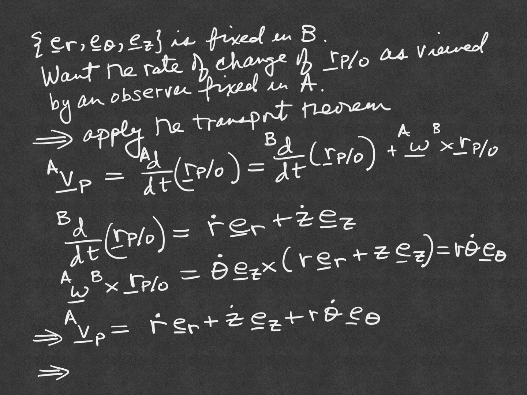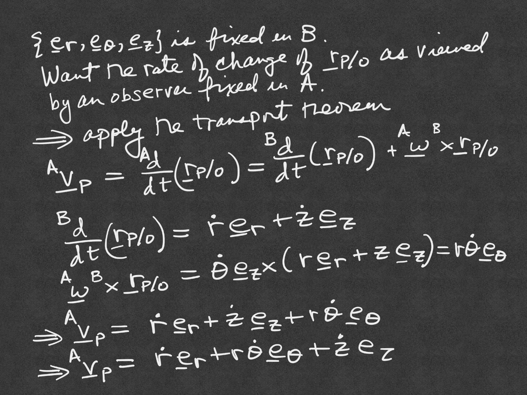And if I put all that in the order of the basis, because the basis is ordered to be ER, E theta, EZ, I get that this whole thing is equal to r dot ER plus r theta dot E theta plus z dot EZ. Now, you can see that that gives us the first derivative, or the velocity of point P as viewed by an observer in frame A, but we want to go one more derivative and get the acceleration of point P as viewed by an observer in A.